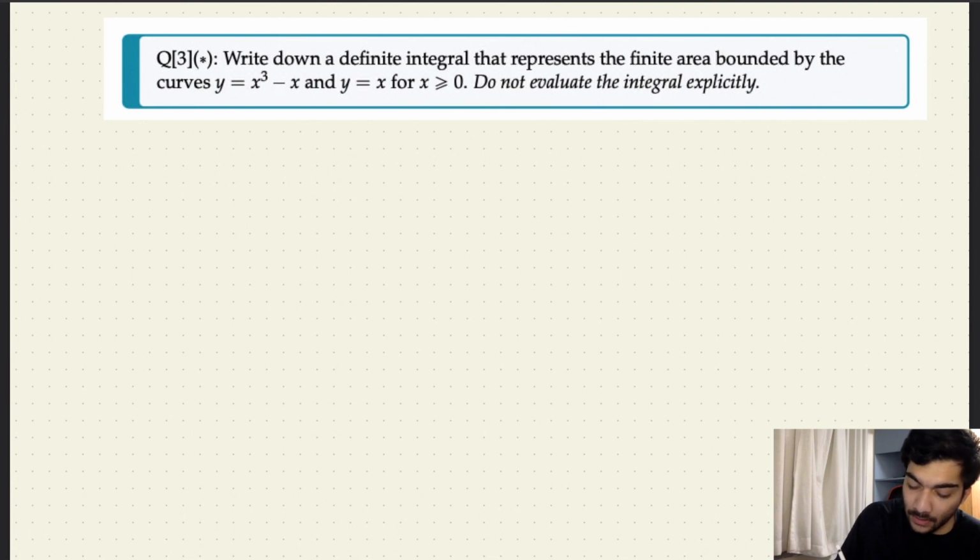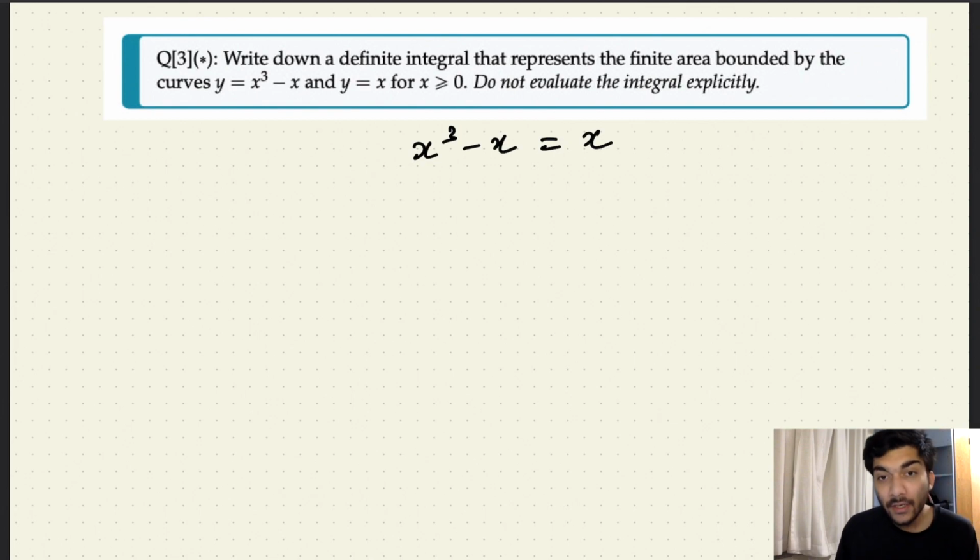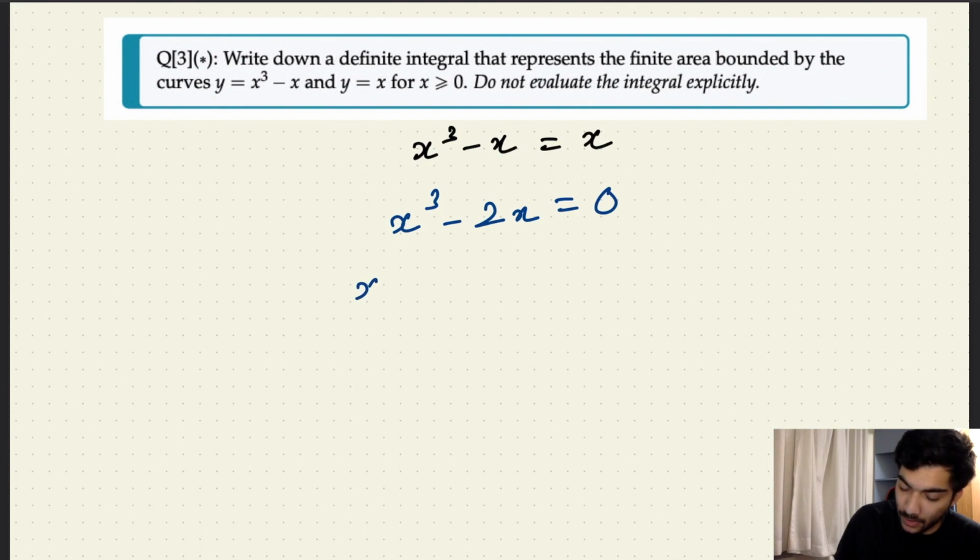So we know that in order to find the intersection of both of these curves, we'll just equate their y values. So it would be x cubed minus x equals x, right? In order to find the x intersection values. So to solve this equation, let's shift this x to this side. So this would become x cubed minus 2x equals 0. I can take x common. So it would become x times (x squared minus 2) equals 0.